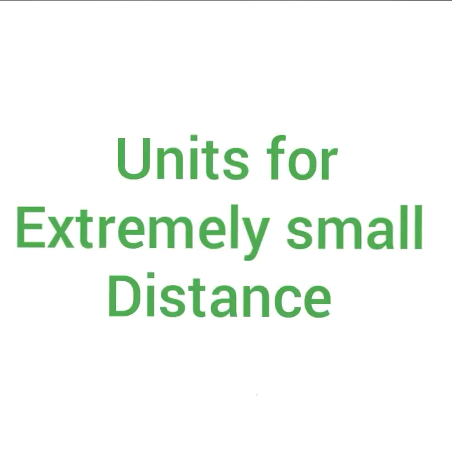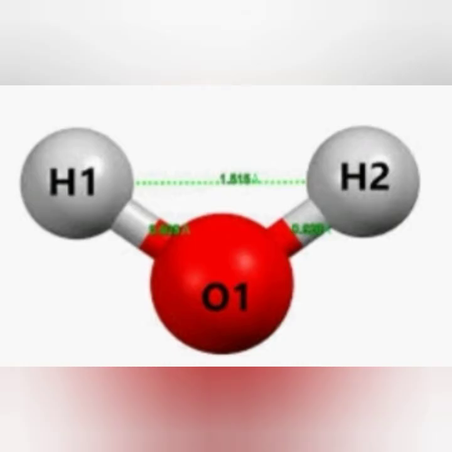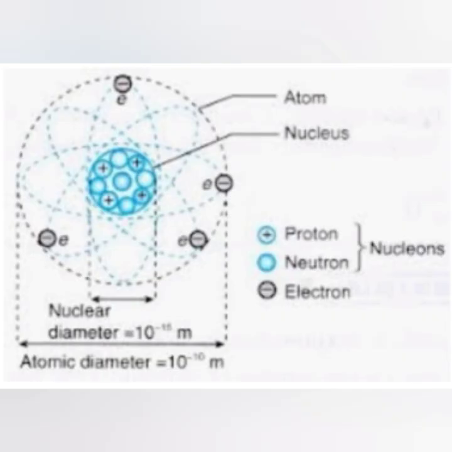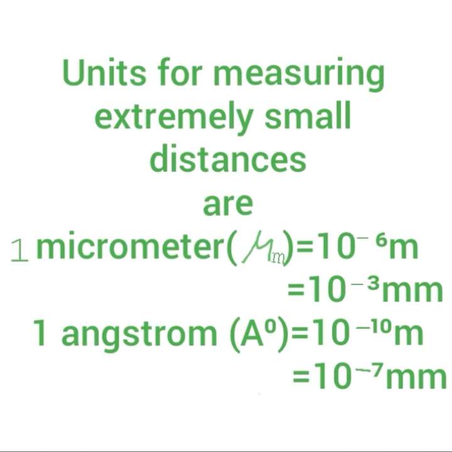Very large distance. Now, for extremely small distances, what unit of measurement do we use? Like the diameter of molecules or an atom. An atom is a very small particle of matter. This is an image of an atom. To measure these small distances, we use units like micrometer and angstrom. 1 micrometer is equal to 10 to the power minus 6 meter, and 1 micrometer is equal to 10 to the power minus 3 millimeter. Similarly, 1 angstrom, the smallest distance we can measure, is equal to 10 to the power minus 10 meter, and in terms of millimeter, it is 10 to the power minus 7 millimeter.